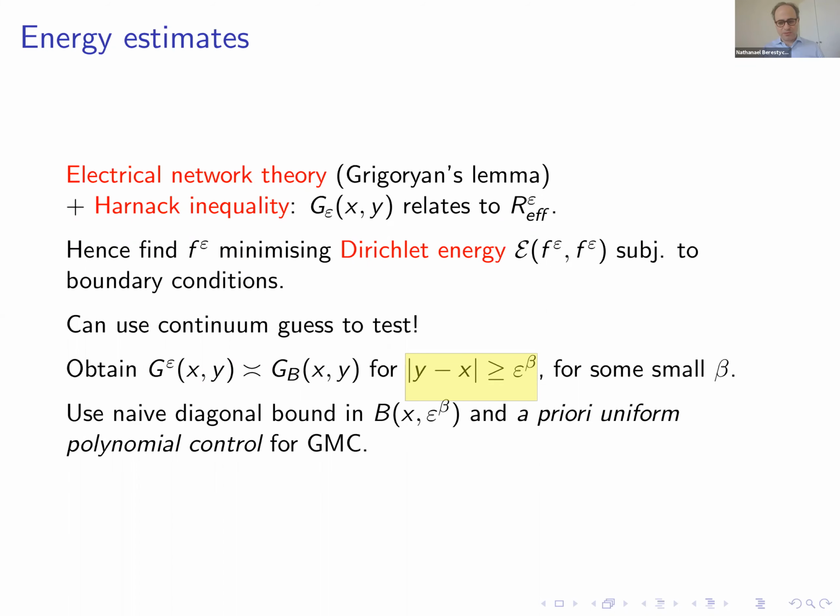for Gaussian multiplicative chaos. So I don't want to get too much into that because it will take too much time to explain. But the idea is that just using electrical network theory, and the fact that there is a good embedding a priori that comes with these maps, this LQG embedding, you can get a lot of mileage out of that and get up-to-constant bounds for the discrete Green function. At least if the points x and y are reasonably far apart.